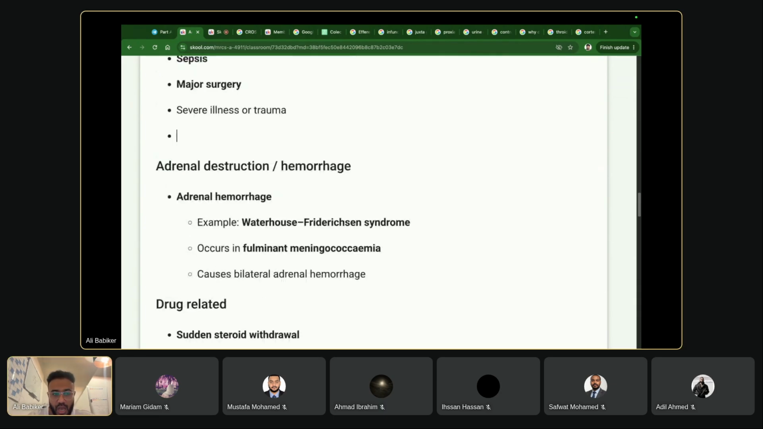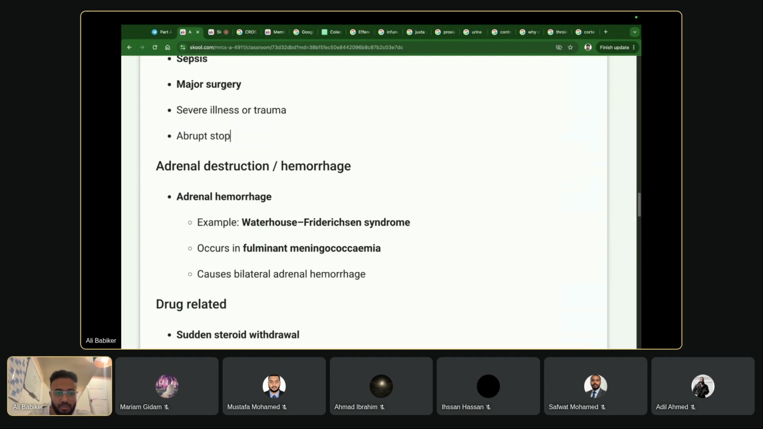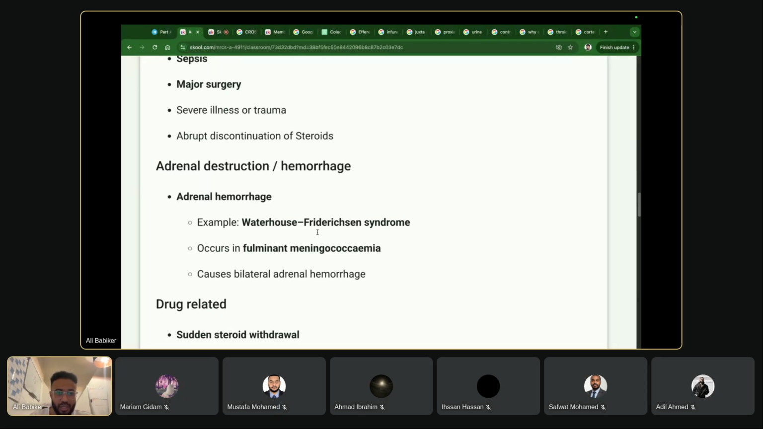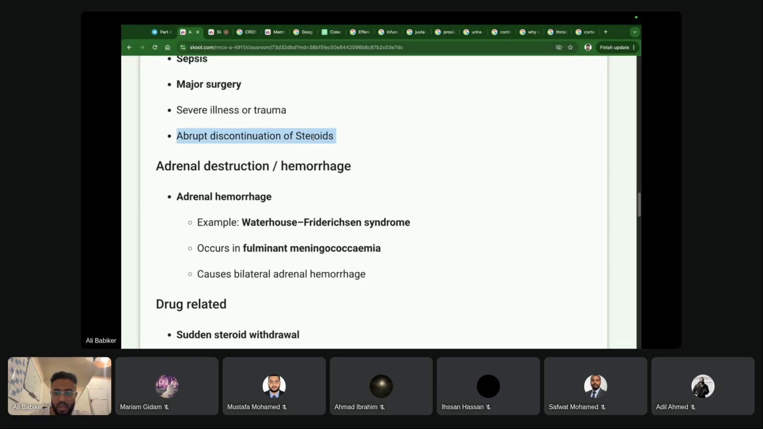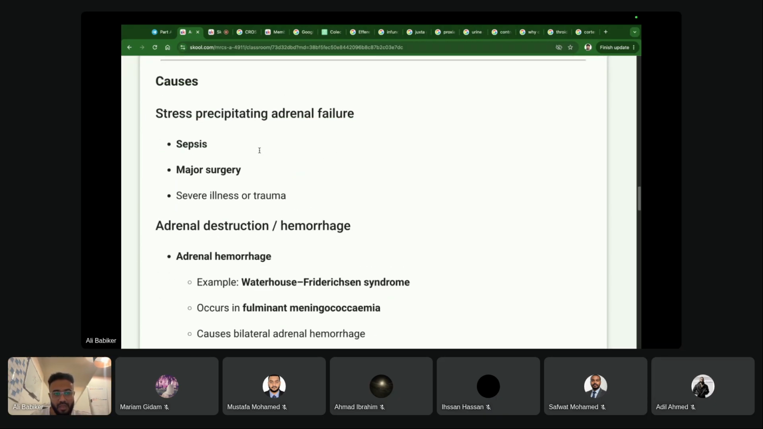And also abrupt stop, abrupt discontinuation of steroids. Okay. Yeah, it's written here, sorry, so we don't need to write that one. Okay, so I just subclassified the causes.